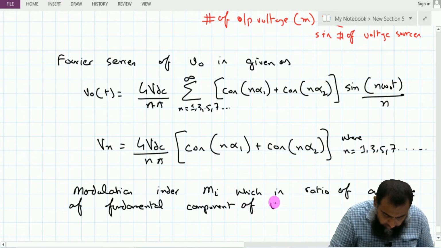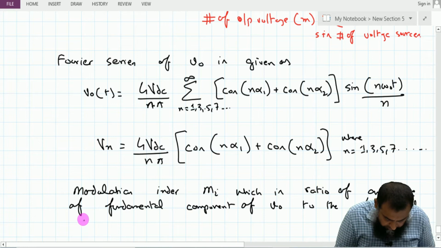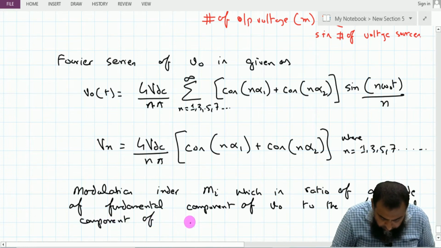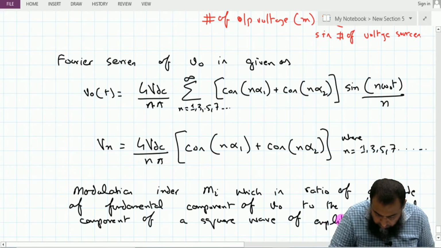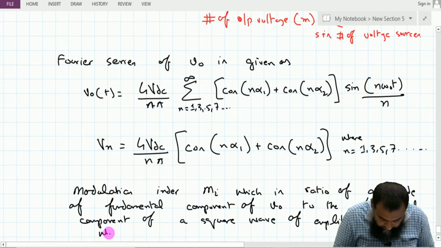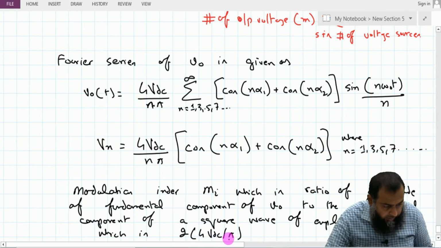of V naught to the fundamental component of a square wave of amplitude 2 VDC, which is 2 into 4 VDC over pi.